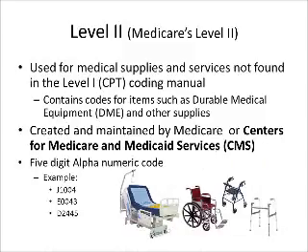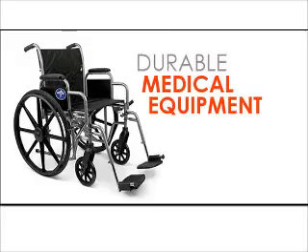Level 2 codes, these are Medicare's Level 2s, for use with medical supplies and services not found in Level 1, or the CPT coding manual. These contain codes for such items as durable medical equipment, DME, or other supplies. These are created and maintained by Medicare, otherwise known as the Centers for Medicare and Medicaid Services, CMS. These are 5-digit alphanumeric codes.